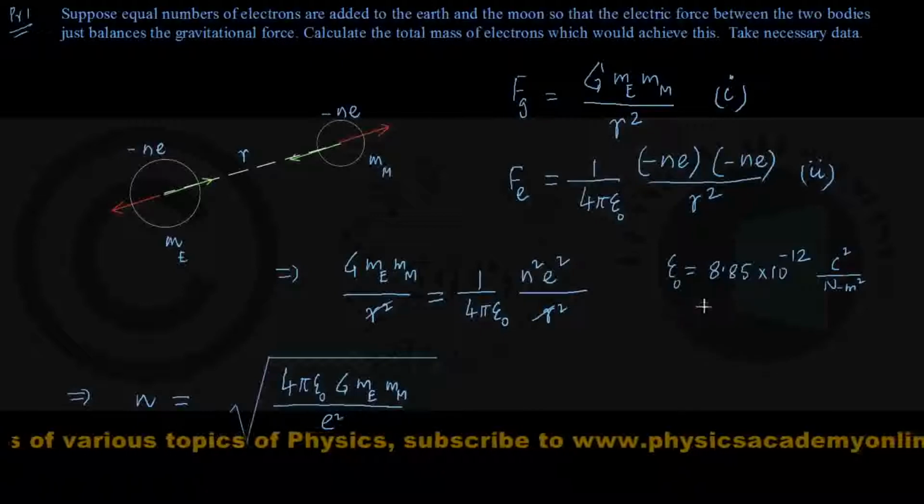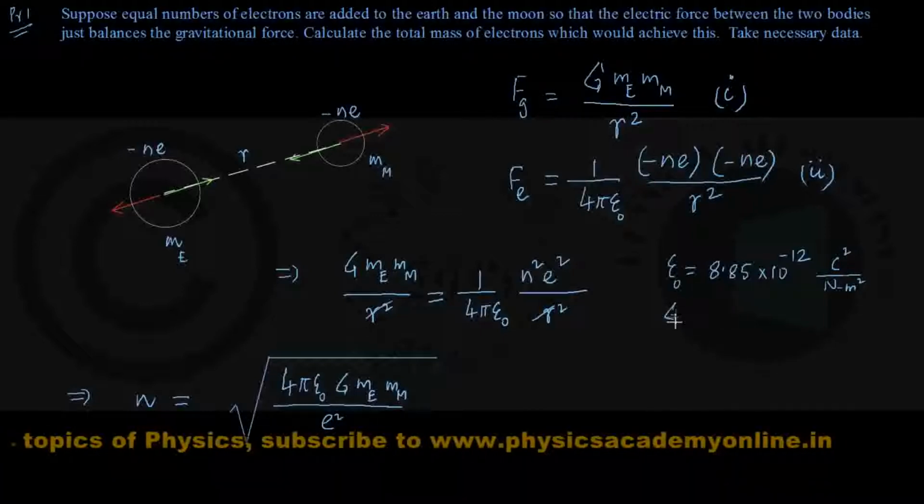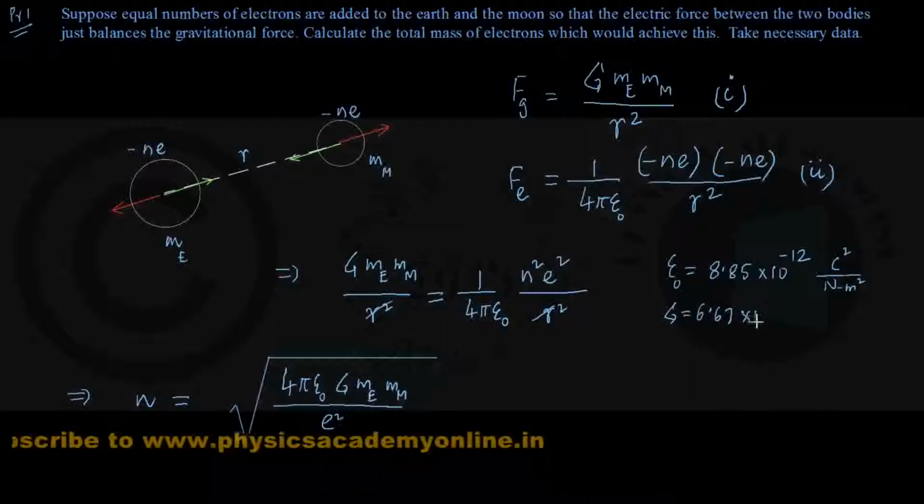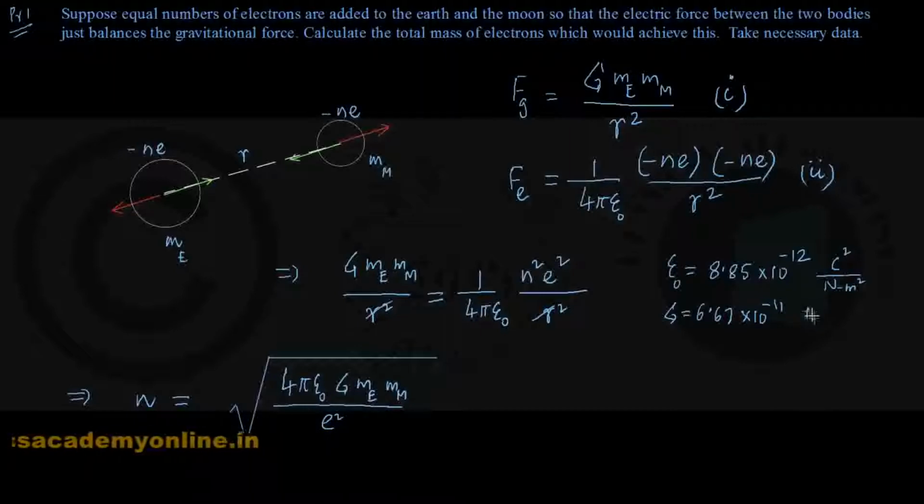Okay, next is the value of G. You know this value, that is 6.67 into 10 to the power minus 11 SI units, that is Newton meter square by kg square.